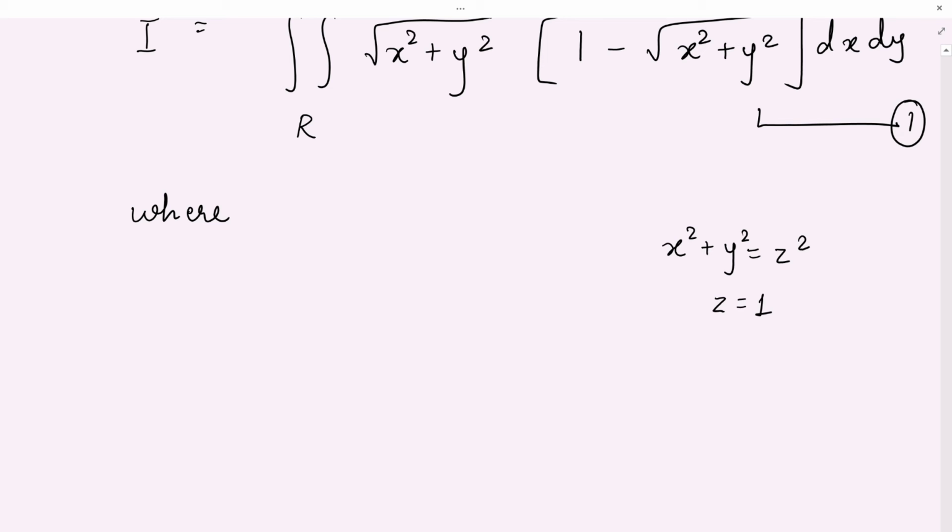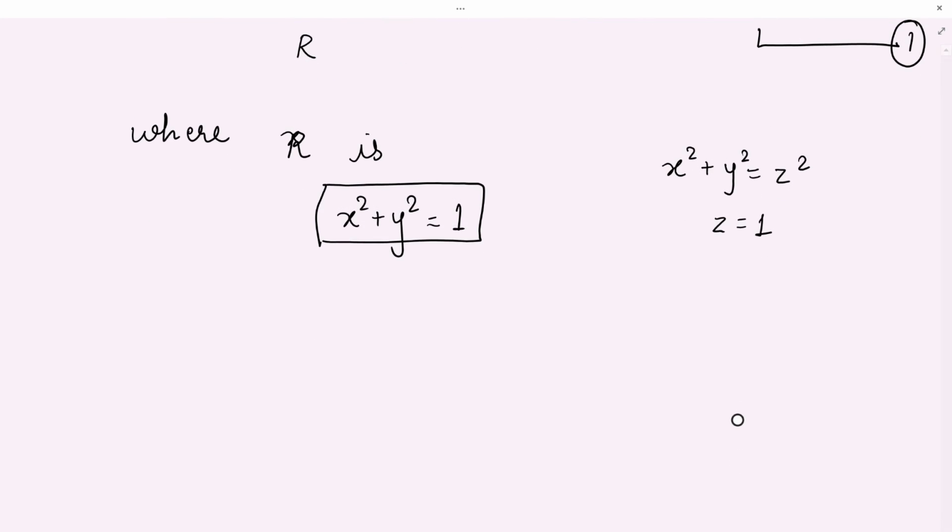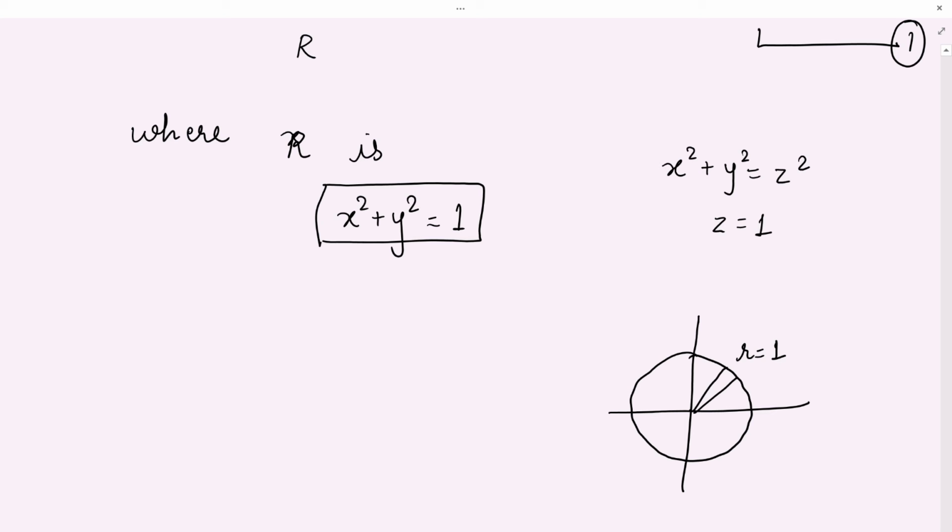So if I substitute here, I'm getting where R is x square plus y square is equal to 1. Z is equal to 1. If I substitute, I will get this as your region of integration. So x square plus y square is equal to 1 is nothing but a circle, r is equal to 1, right? The complete circle, and the radial strip will travel in the anti-clockwise direction, that is a complete circle. It will be 0 to 2 pi.